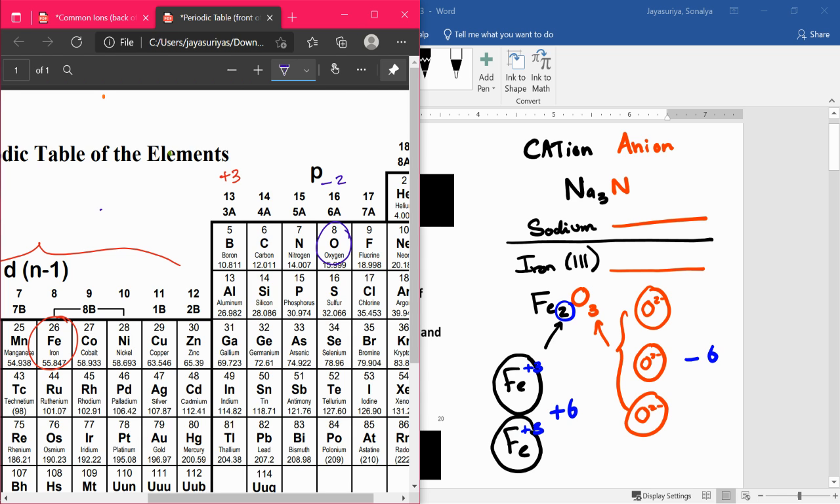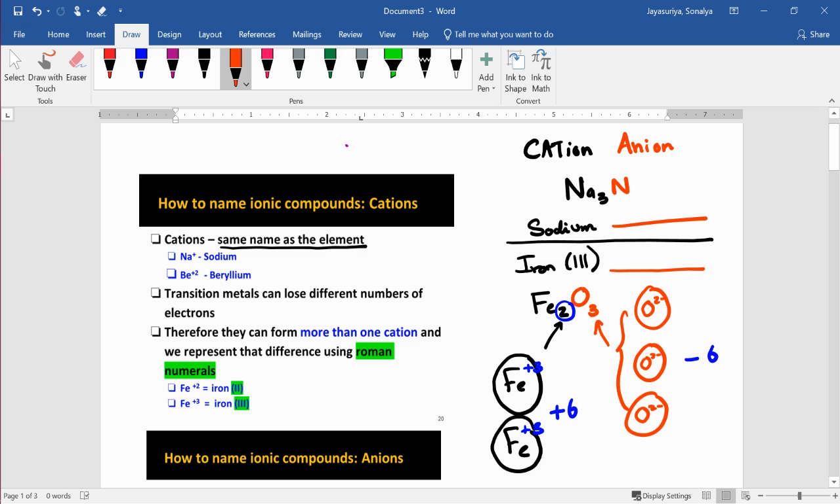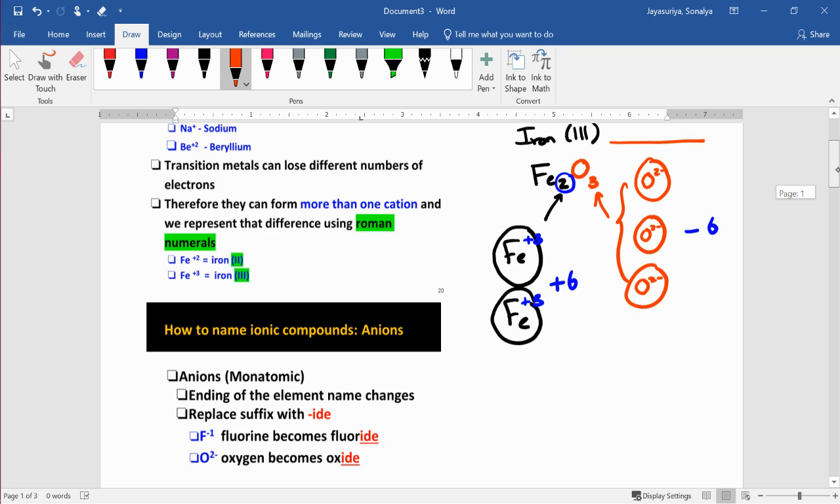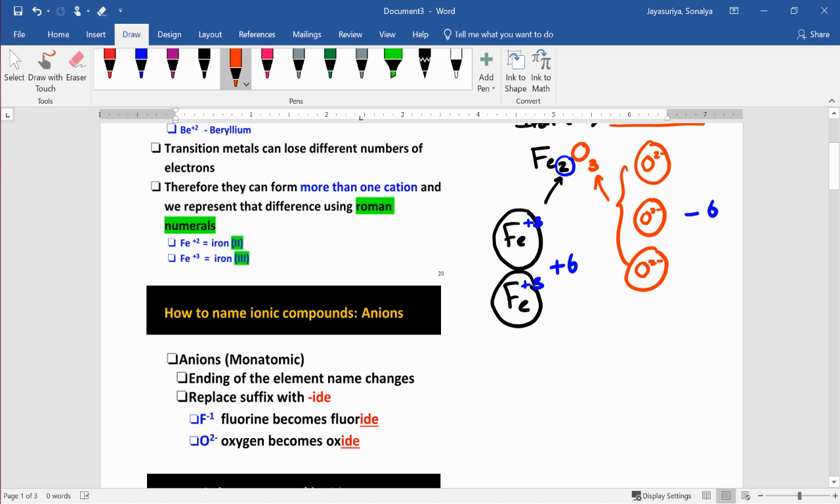Okay, now we represent the version using a Roman numeral. If it's iron 2, you write a 2. If it's iron 3, you write a Roman numeral 3. Now, the anion part, which is the second part of the compound, you always just end the name in "ide." You take the ion and change the ending to "ide."